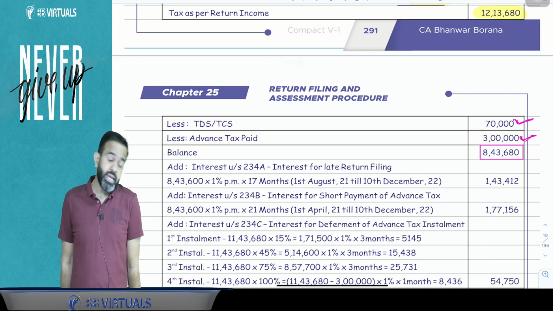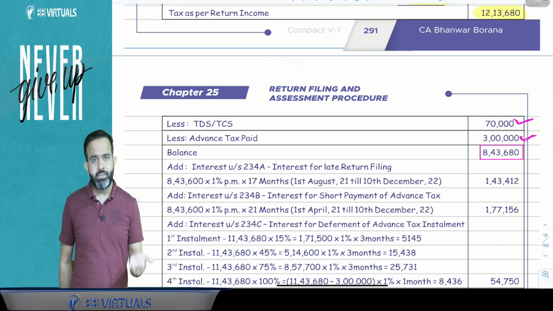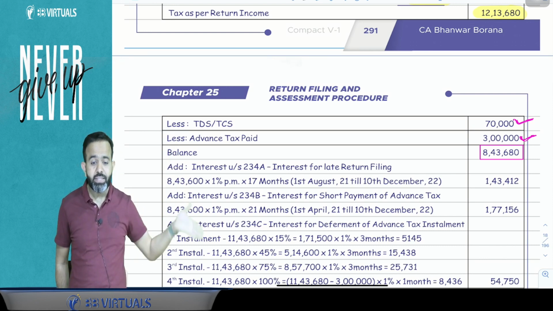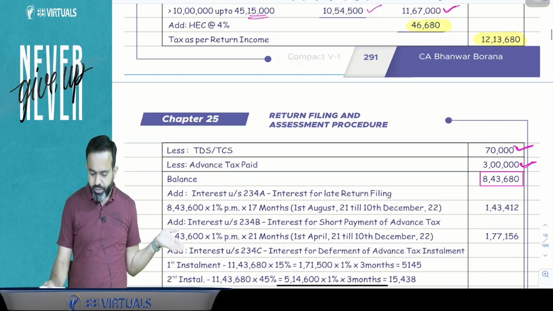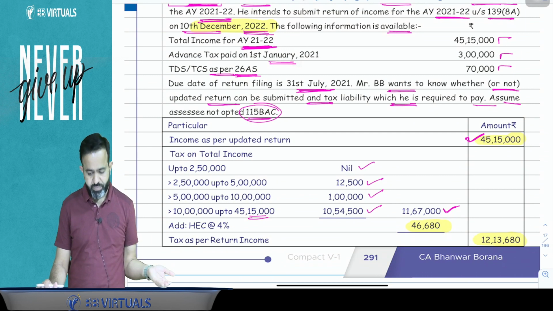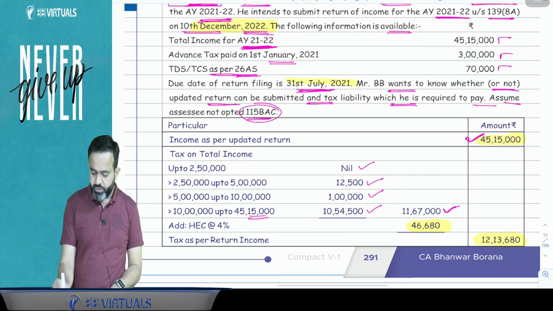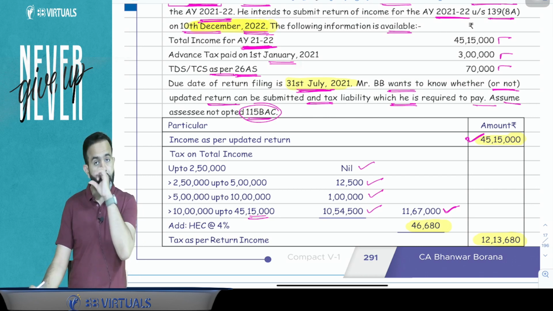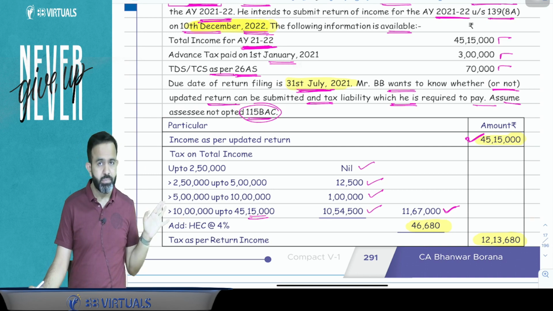Question is that can you file the late return or not? Answer is yes. Here you are filing the late return. You have not filed the return at all, and you are filing your return on the 10 December 2022, that is the late return. Because your due date was 31st July 2021, you are filing the return on the 10 December 2022, so that is the late return. You are filing the late return, so 139(1) will be applicable, sorry, 234A will be applicable.